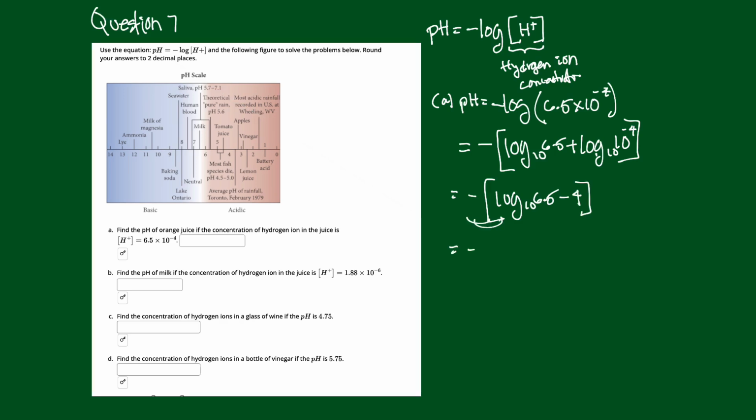Now this is equal to negative, okay, negative this, the log base 10 of 6.5. Just on your calculator, press log and put in 6.5. I'm going to round it to 4 places. So I'm going to get 0.8129.